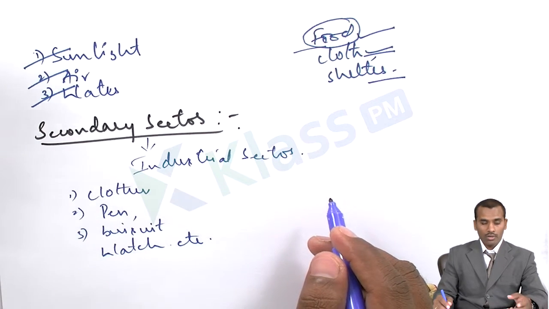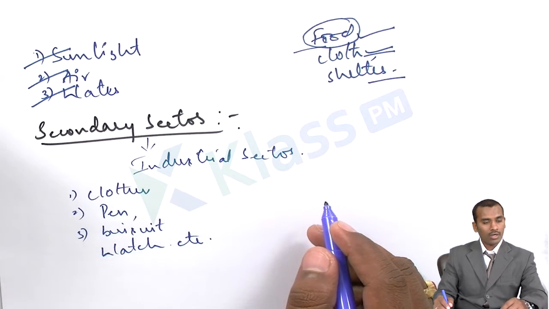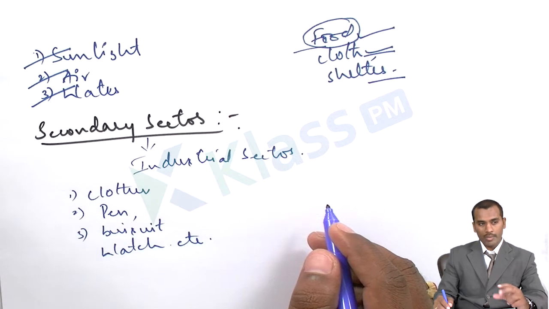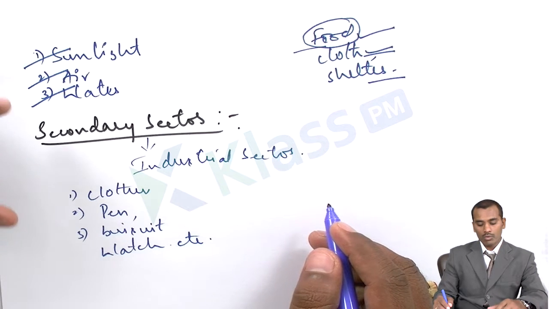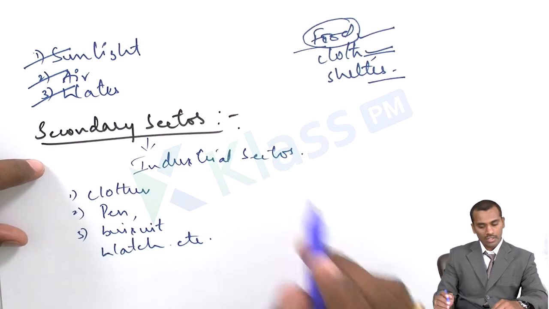And many more things. What are these things? Manufactured goods. The goods which are manufactured by making use of the raw material and made into a final good, a good ready for the consumer, are called secondary sector goods or industrial goods. So this sector is called the secondary sector or the industrial sector.